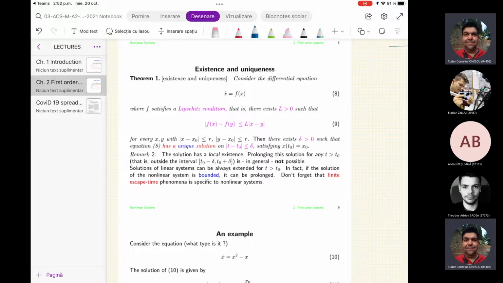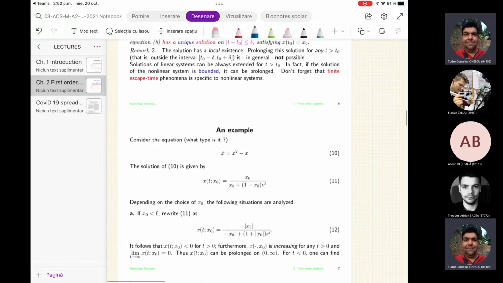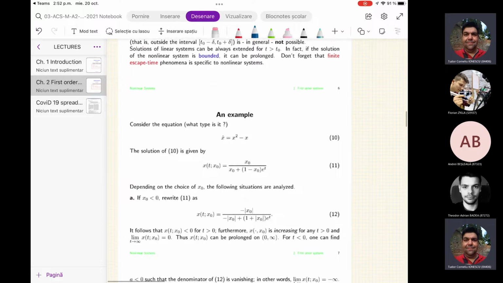This is also not possible because of nonlinear phenomena such as finite escape. So how can you extend the solution on an infinite time interval when you know that the solution might exhibit vertical asymptotes, these weird discontinuities? So this is not possible. So once again, we talk about local solutions.